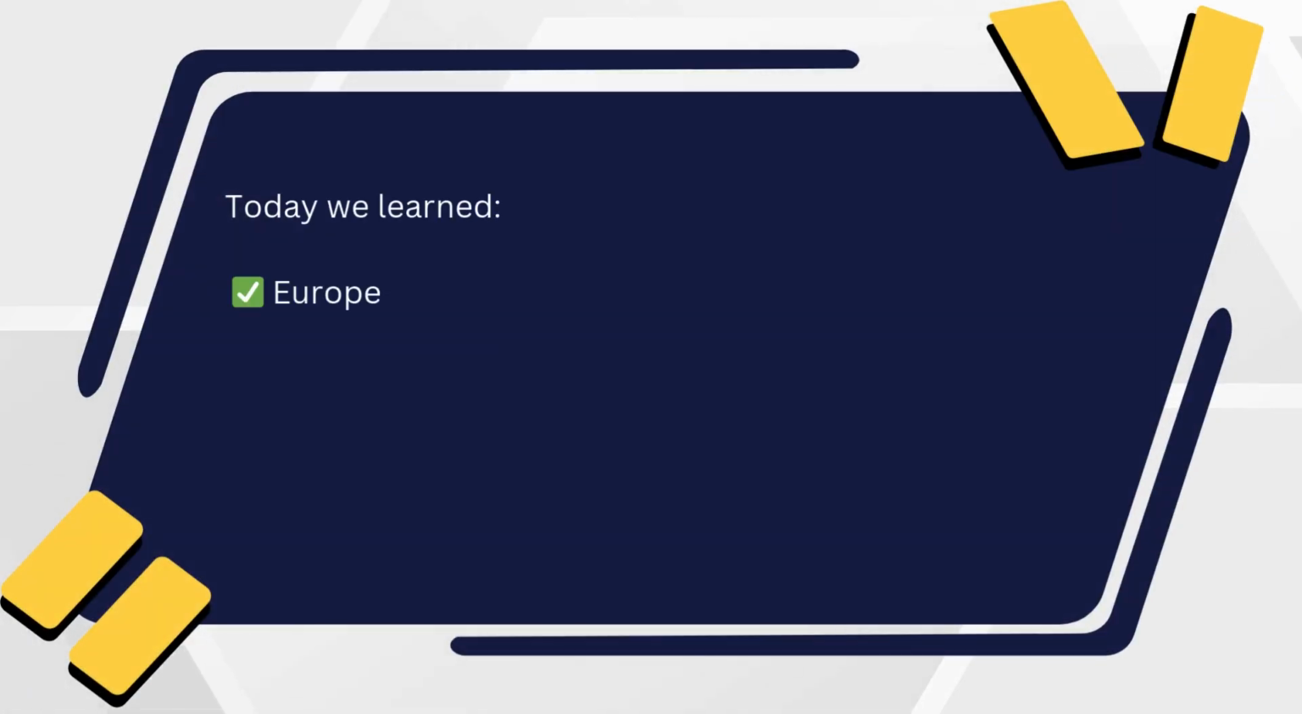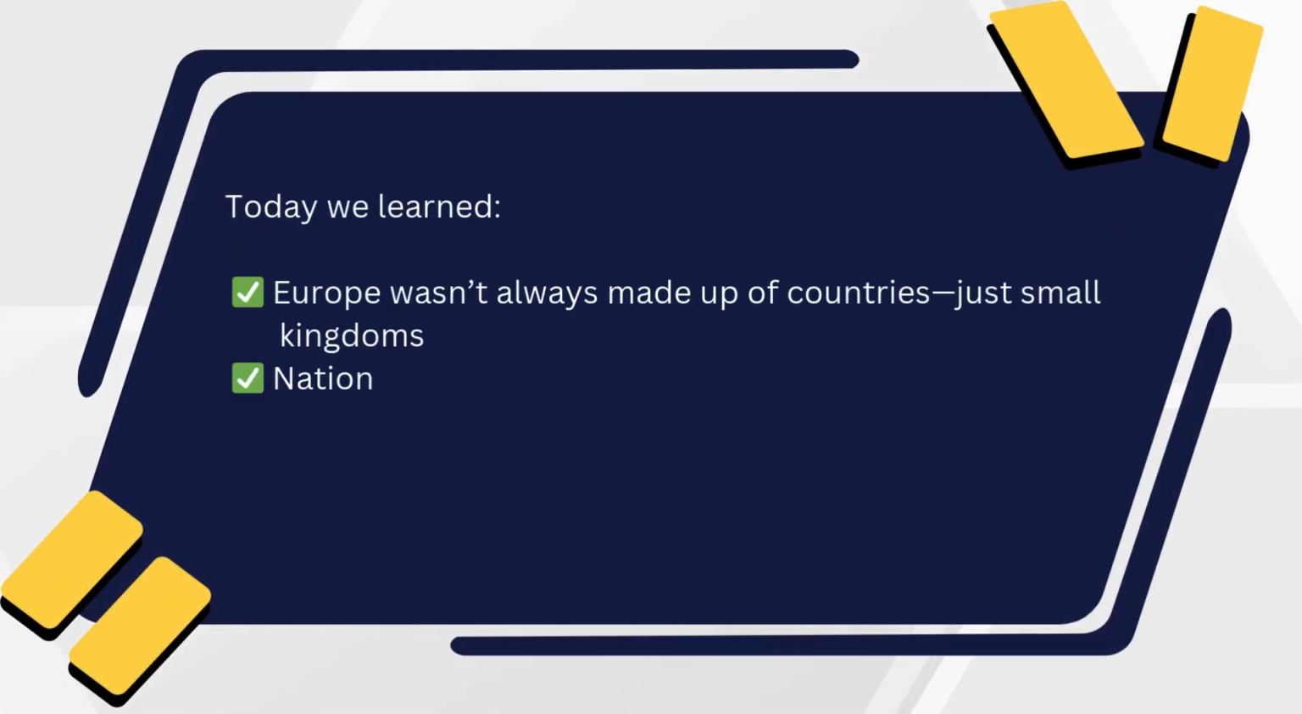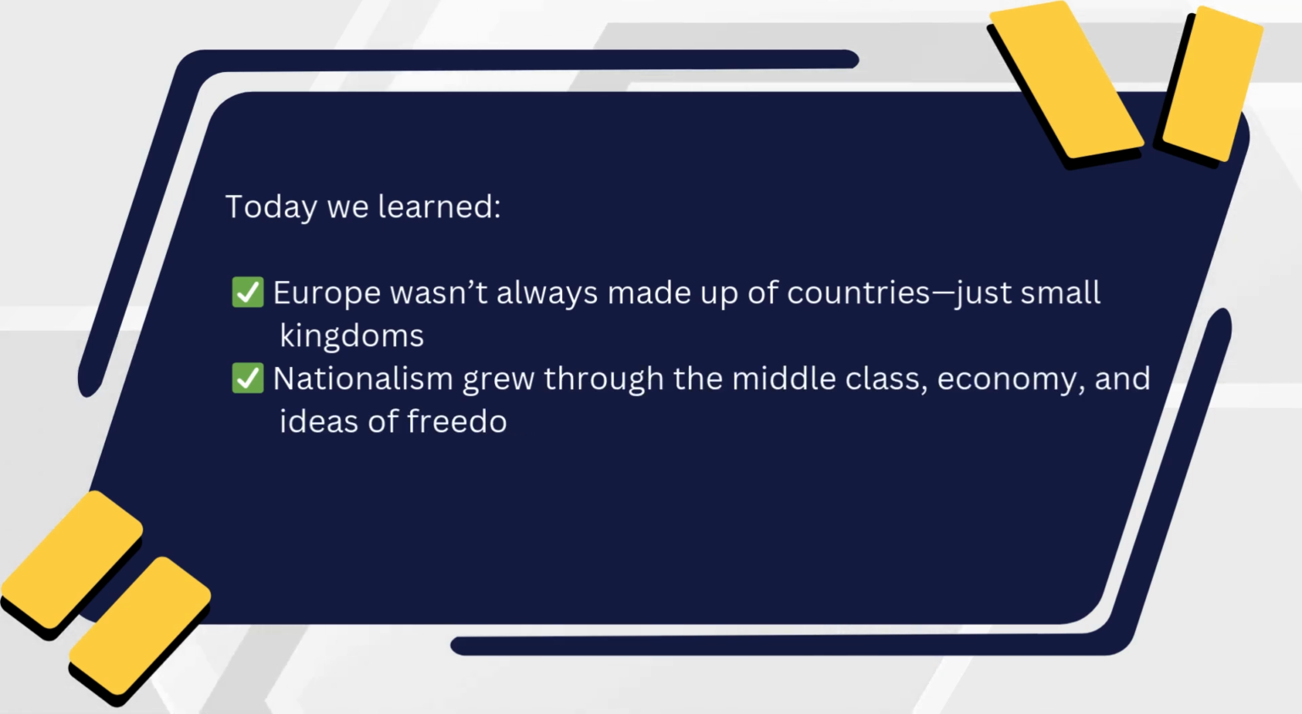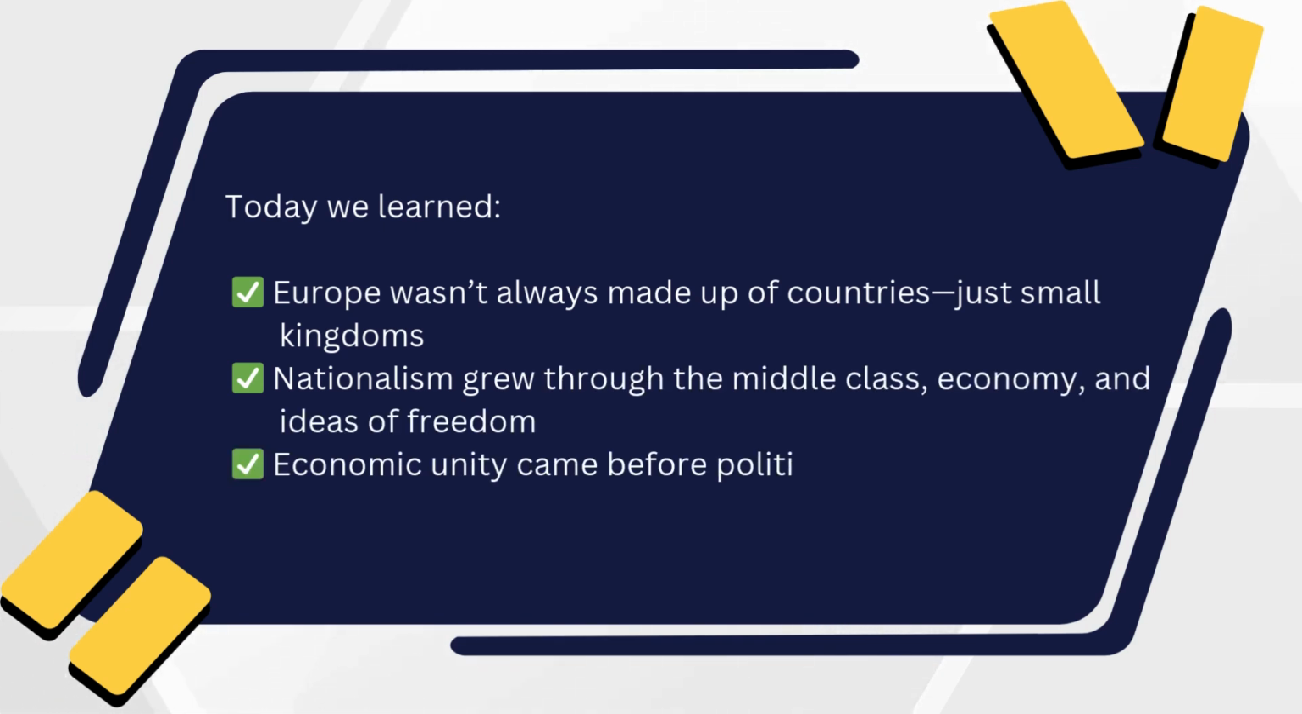Let's recap. Today, we learned Europe wasn't always made up of countries, just small kingdoms. Nationalism grew through the middle class, economy, and ideas of freedom. Economic unity came before political unity.